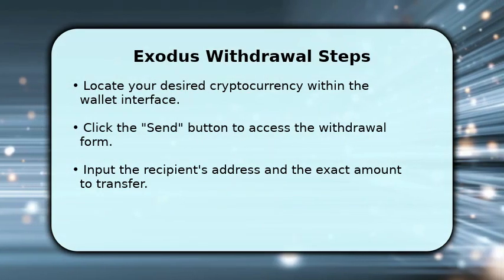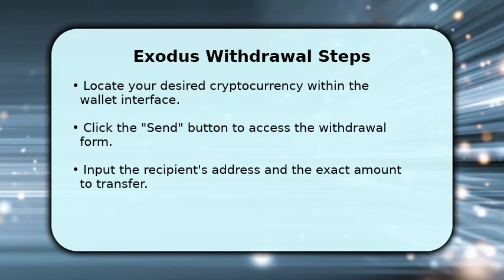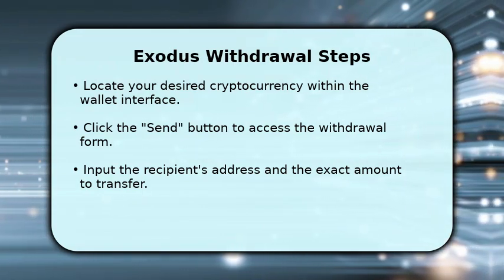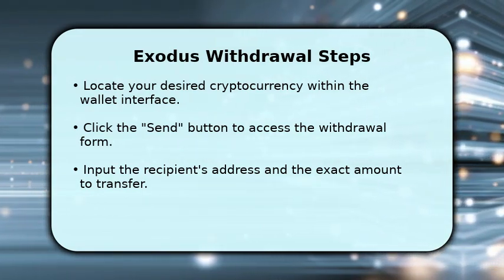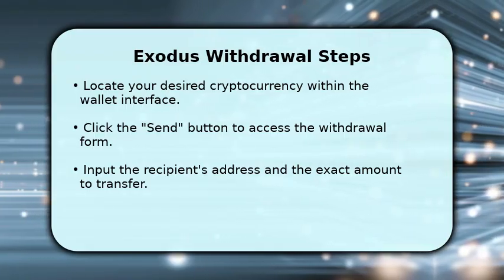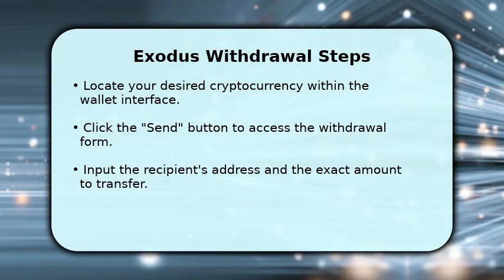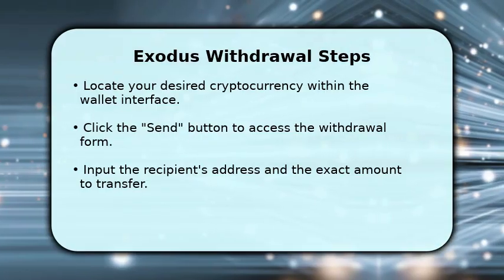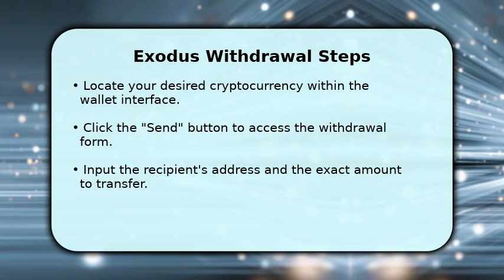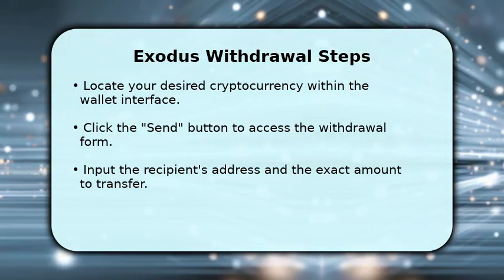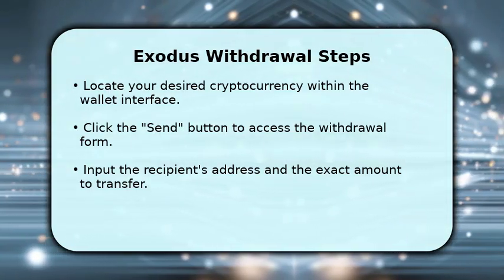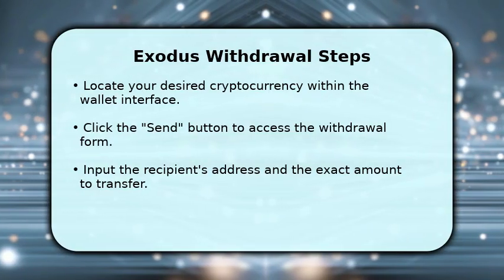Once you've selected your asset, you'll see the Send option. Click it to open the withdrawal screen. Here, you'll paste the recipient's wallet address into the designated field. Then, enter the amount of cryptocurrency you wish to withdraw. You can choose to send a specific amount or select Send All if you want to transfer your entire balance.